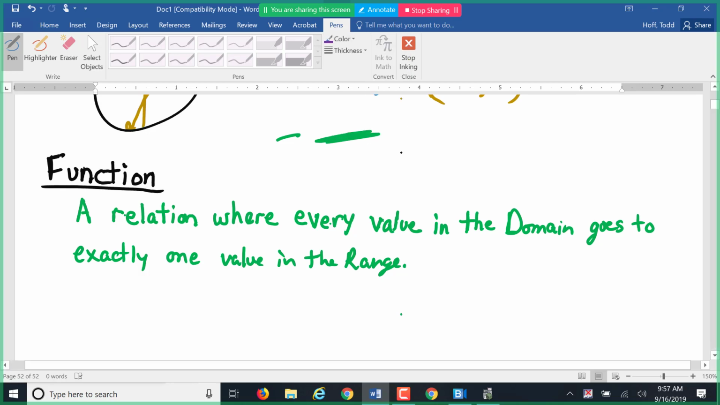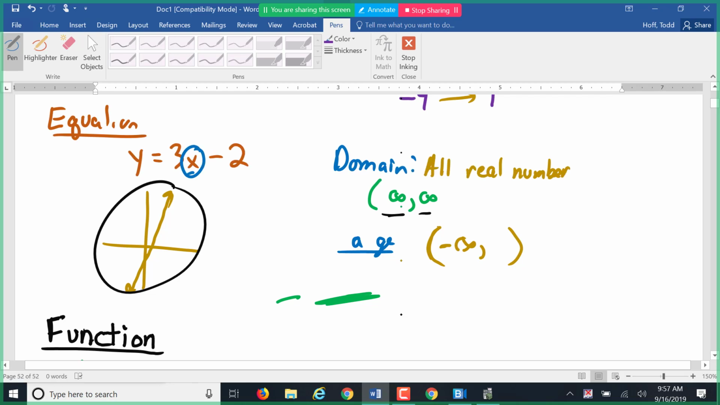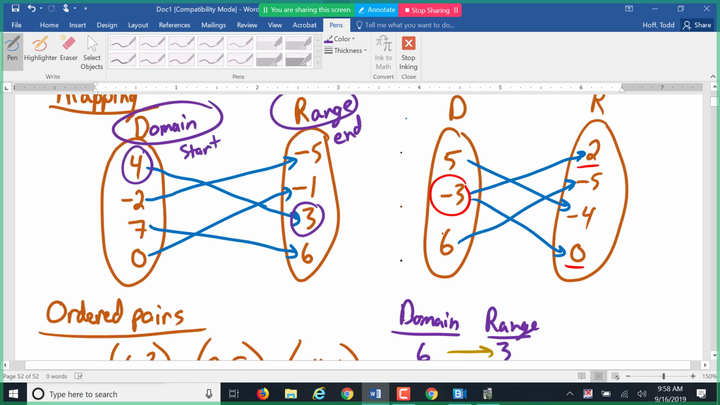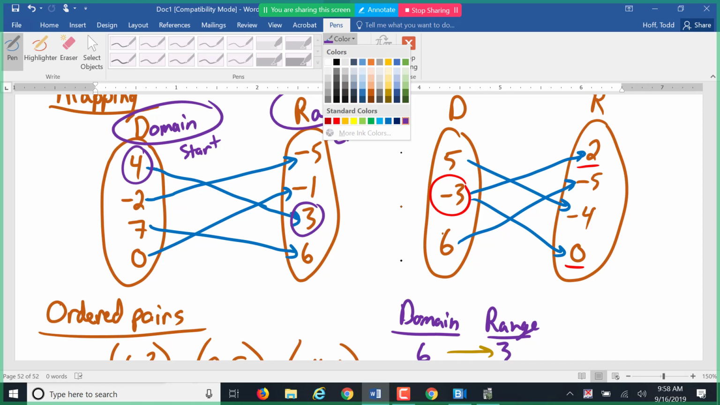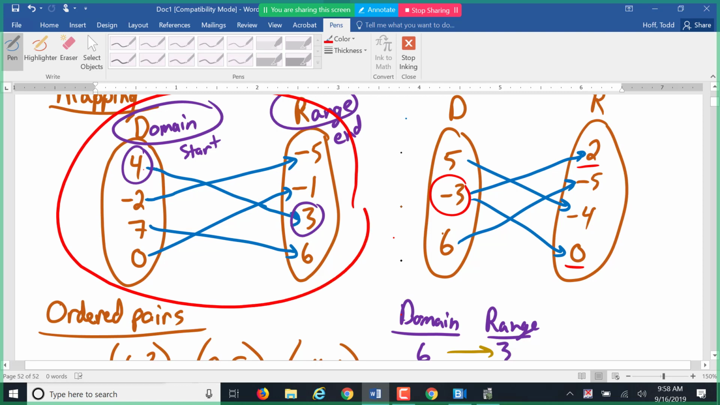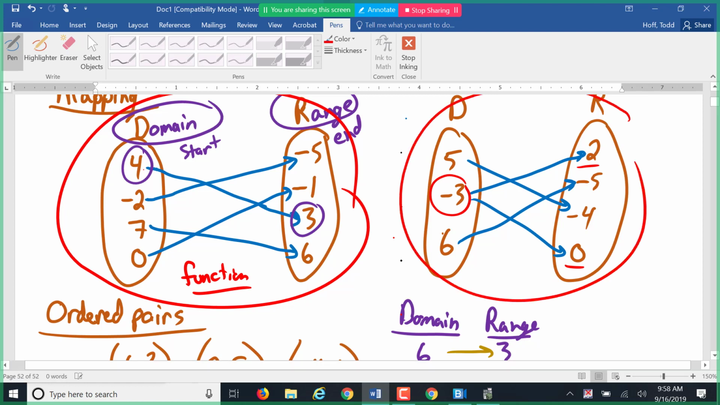So what does that mean? Looking back at what we did up here, this first mapping, every value in the domain goes to a different value in the range. That is definitely a function. This second mapping, however, 3 goes to 2 different values in the range. That's not one and only one. So this is not a function.